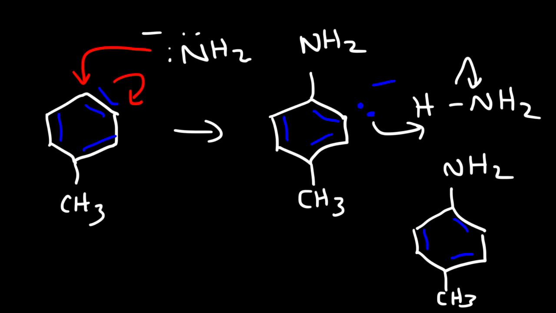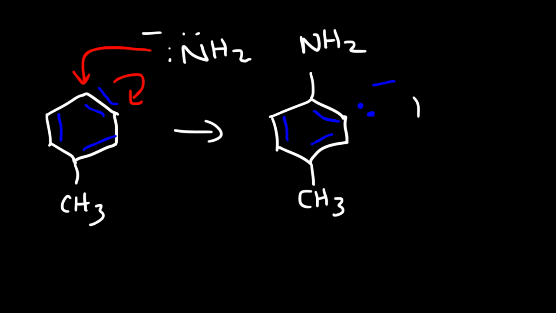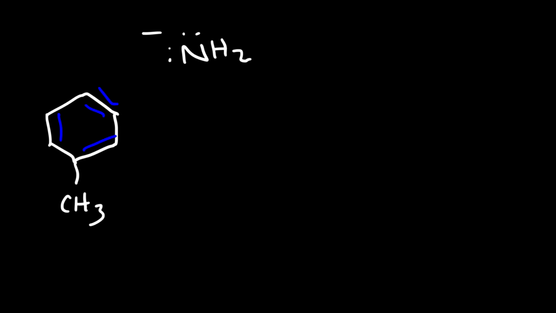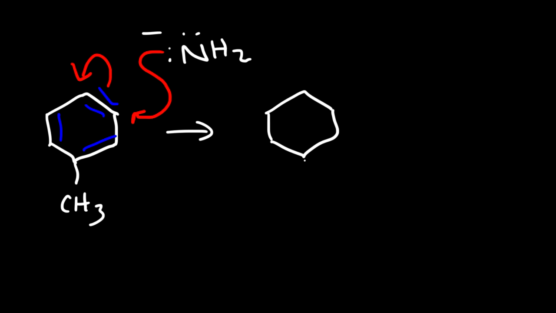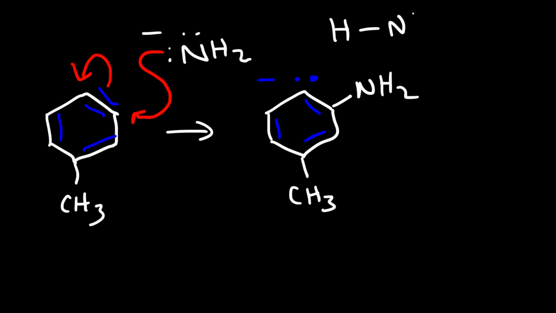Now, let's say we wanted to get the other product. Let's say we want to get the meta product. What we need to do instead is attack the meta carbon and put the negative charge on the para-carbon. And so here the NH2 group is going to be added. And then the last step is to add a hydrogen to the carbon with the negative charge. And so that's how we can get the meta product.